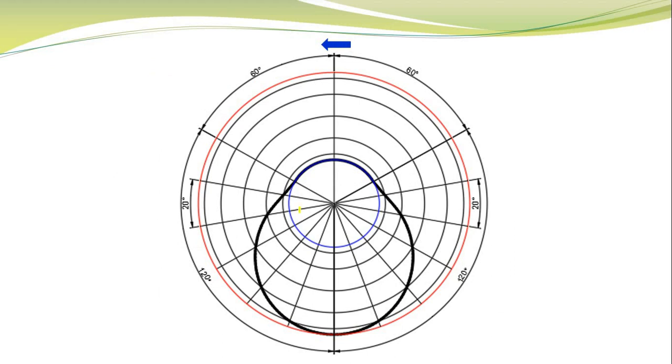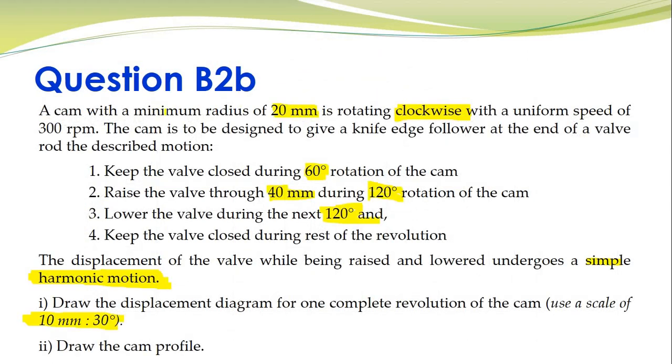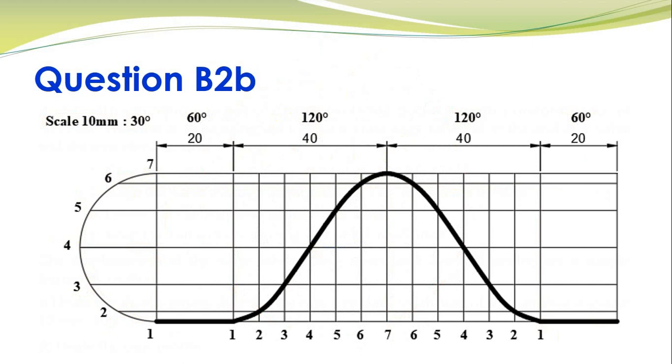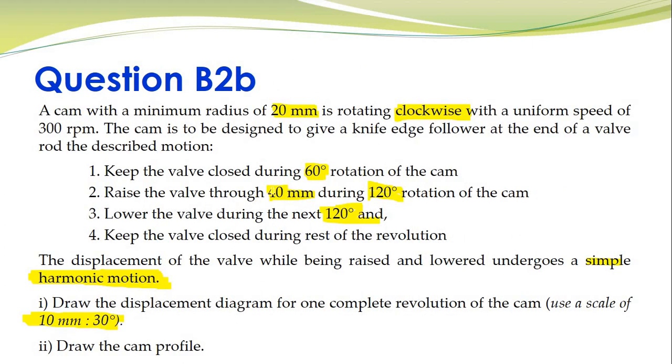So you'll see that I've got a blue circle and a red circle. This blue circle is basically your minimum radius, which was 20 mm. So from the center I will measure 20 mm and make a circle of radius 20 mm, and then this red circle is your base circle or your cam radius, and this red circle can be simply drawn by taking into account that the maximum stroke or the maximum rise is given as just 40 mm.